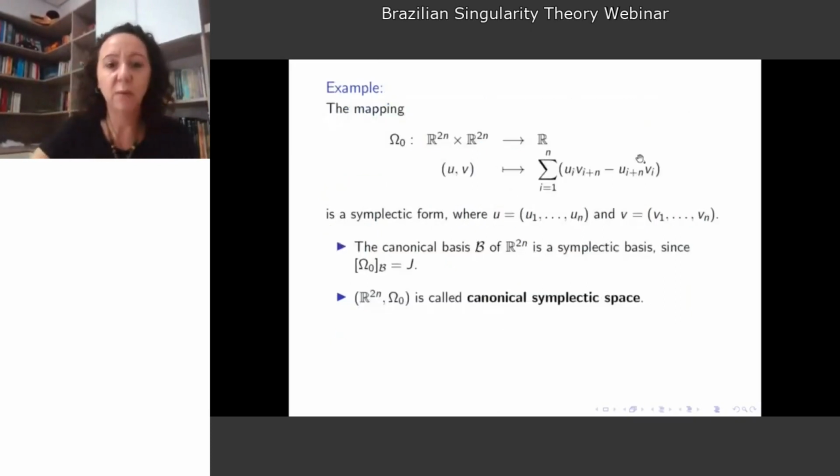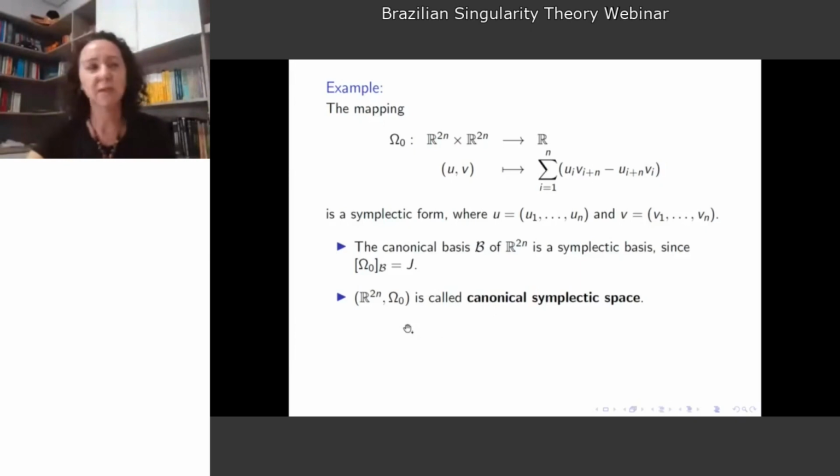So this is the classical bilinear form in R^2n. With this definition of the bilinear form, the canonical basis of R^2n is a symplectic basis. The canonical symplectic space considered in the literature is R^2n with this bilinear form. This is the canonical symplectic space.